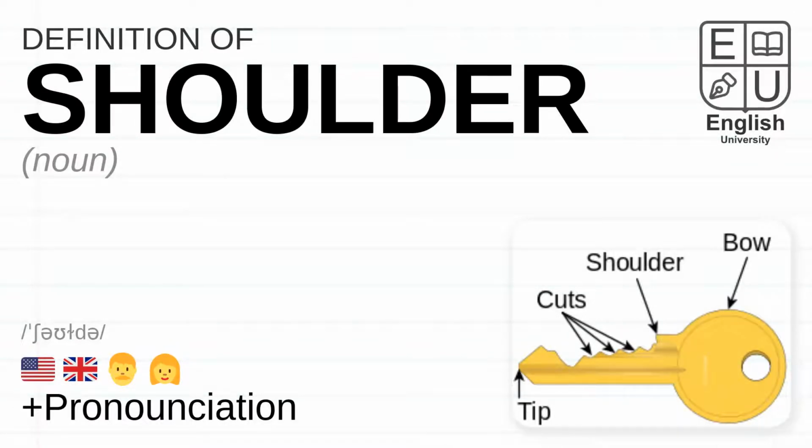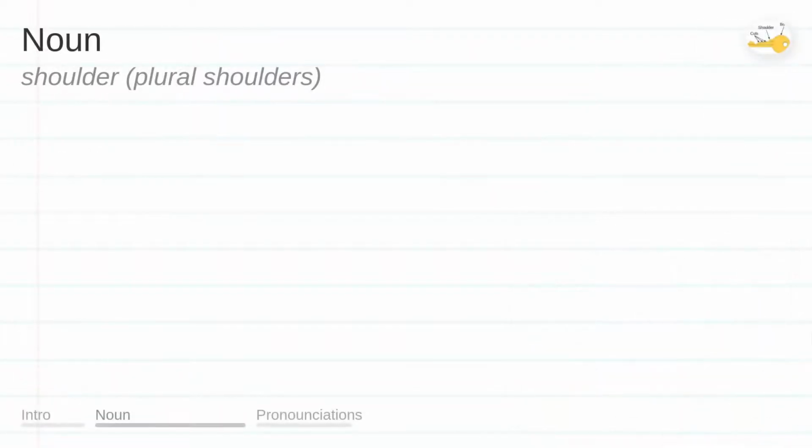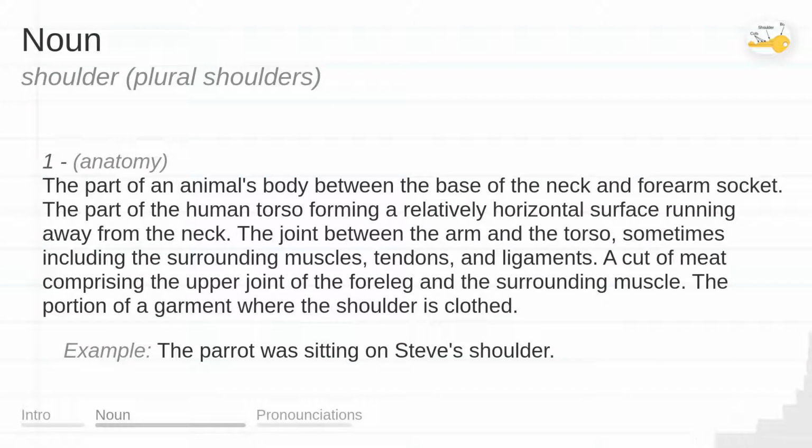Definition of the word shoulder. Noun. The part of an animal's body between the base of the neck and forearm socket. The part of the human torso forming a relatively horizontal surface running away from the neck. The joint between the arm and the torso, sometimes including the surrounding muscles, tendons, and ligaments.